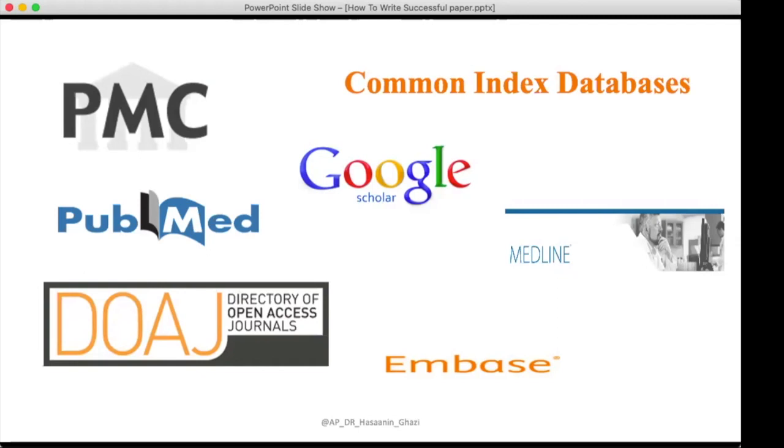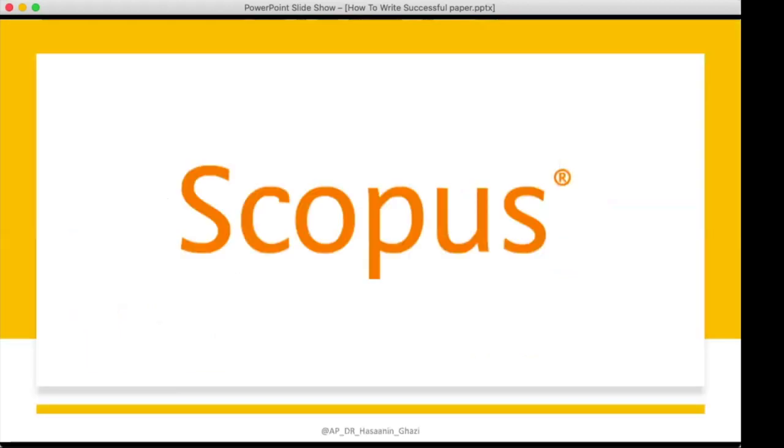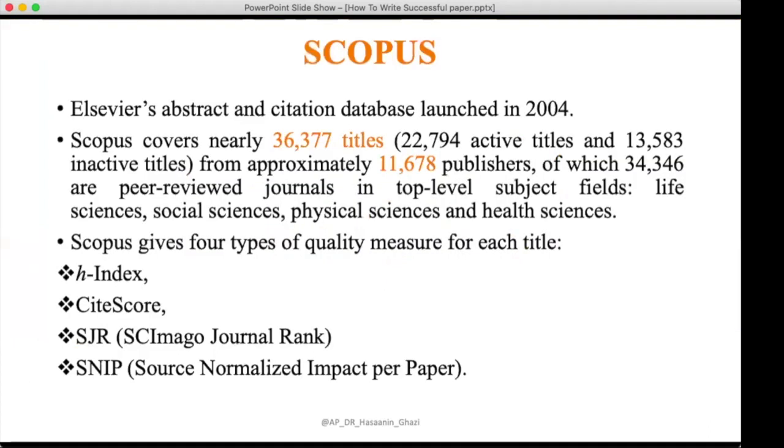But of course, we are talking about the two most important ones nowadays. Number one is Scopus. As you all know, Scopus is owned by Elsevier. It was launched in 2004, and currently has around 36,000 titles, but only 22,000 are active journals, because as we said, periodically Scopus kicks out hundreds of journals every year. And of course, Scopus gives types of quality measures like the H-index for authors, and the CiteScore for journals, the SJR and SNIP.